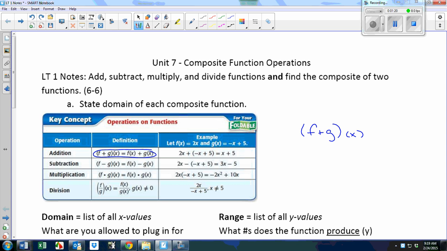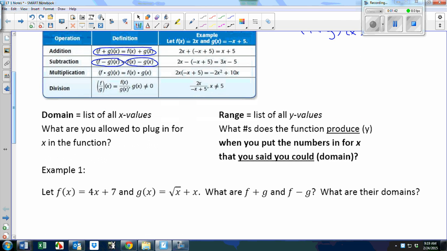Addition doesn't really matter. 2 plus 3 is 3 plus 2. But subtraction, it does matter. 2 minus 3 is different than 3 minus 2. So you just pay attention to the order that the letters are represented. In subtraction, you take your f function, f minus g of x, and subtract the two in that order. It's pretty intuitive, but let's take a look at a couple of problems.